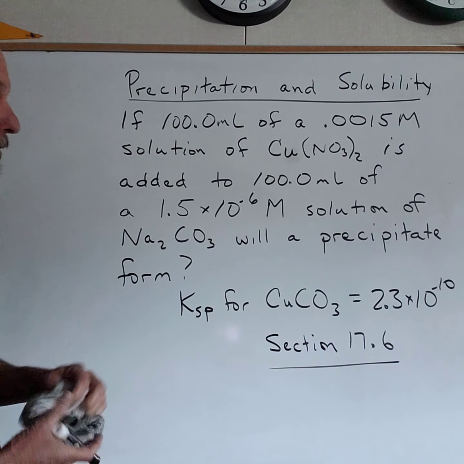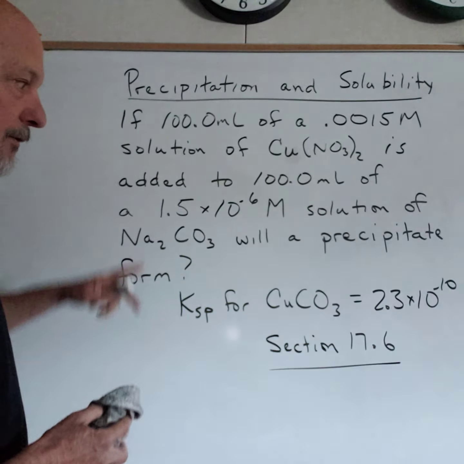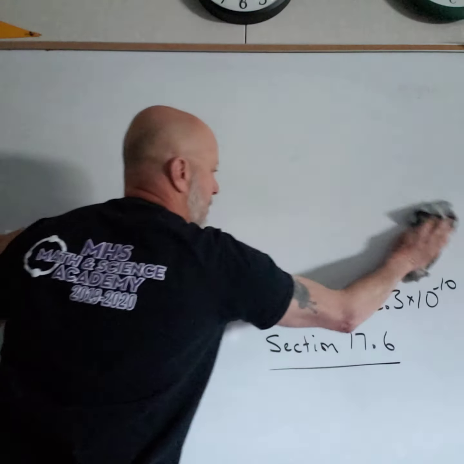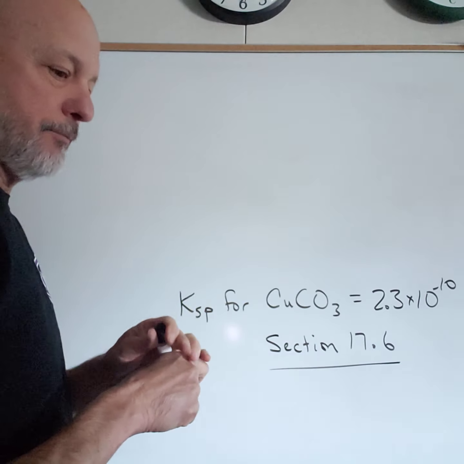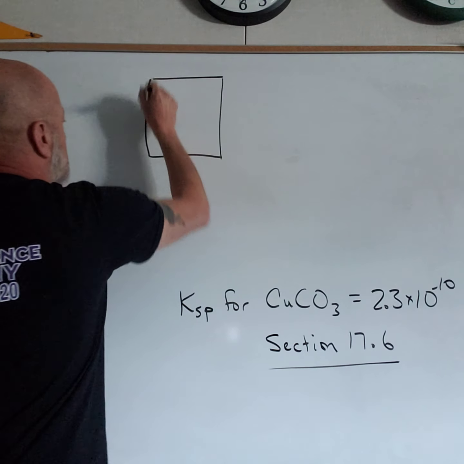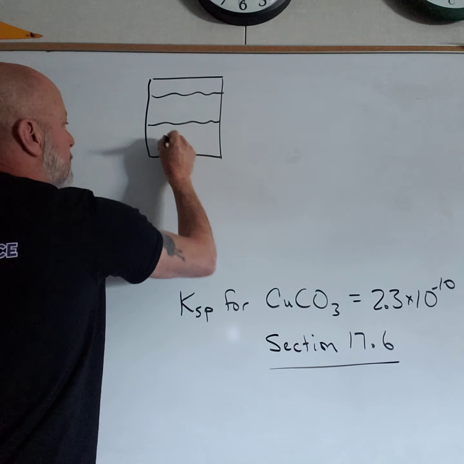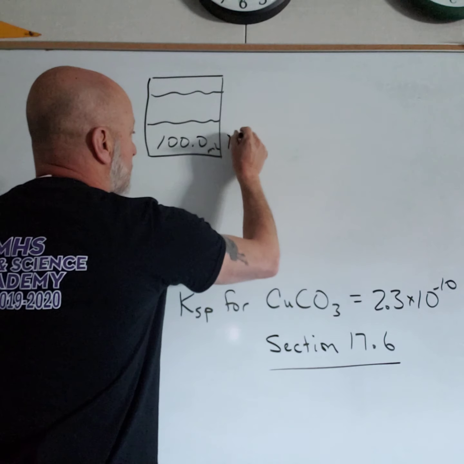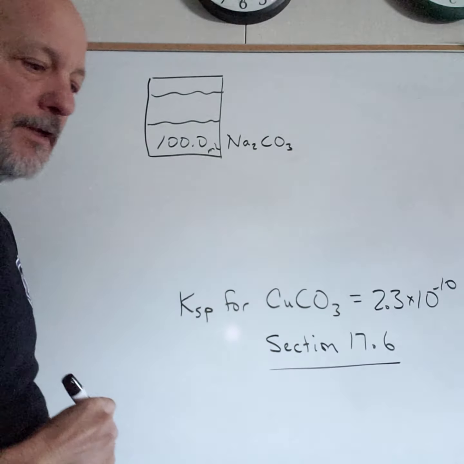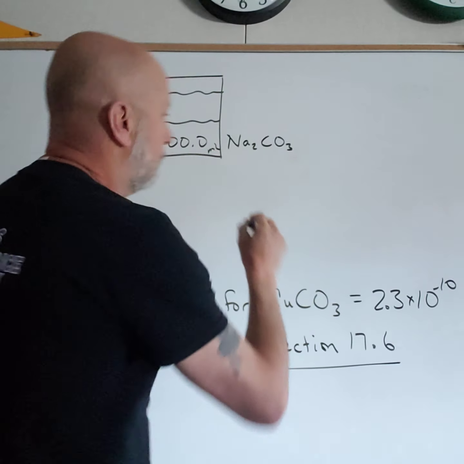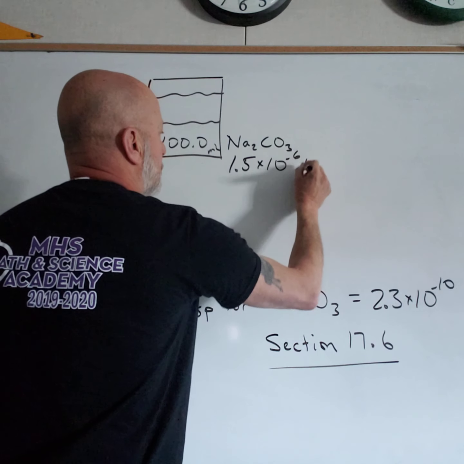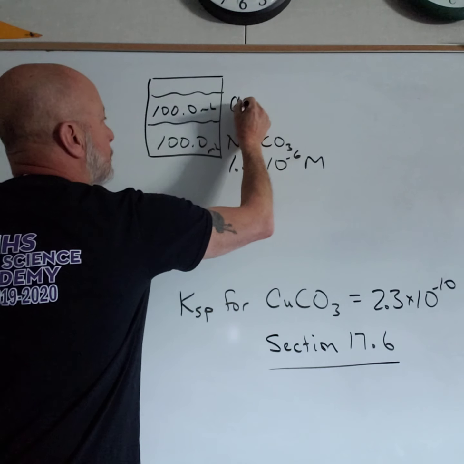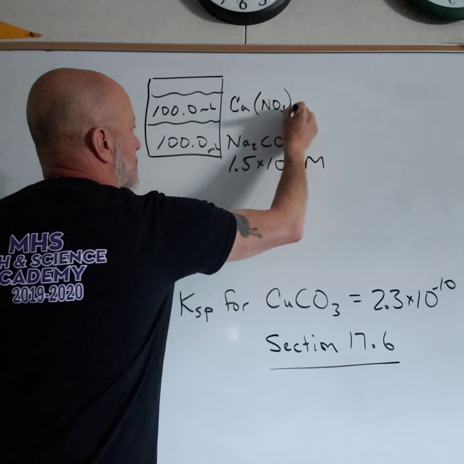I'm going to erase the problem so you can pause it to copy it, and then I'm going to erase the first part of this problem so I have room to work. Okay, so let's turn that problem into a picture problem. I'm going to take 100.0 milliliters of sodium carbonate, and its concentration was 1.5 times 10 to the minus 6 molar. To that, I'm going to add 100.0 milliliters of my copper 2 nitrate solution.